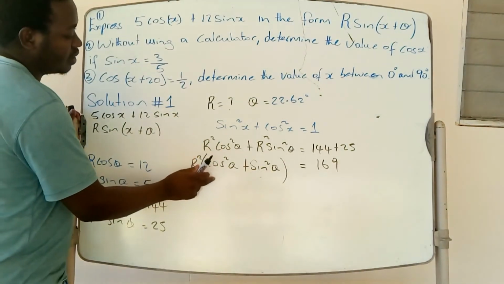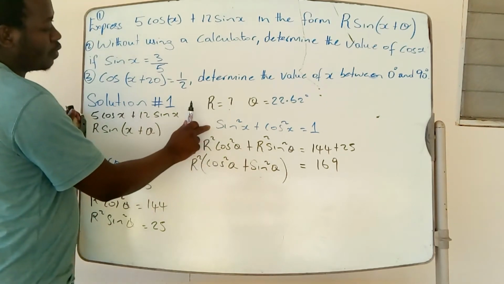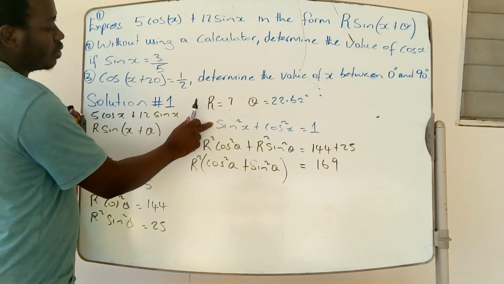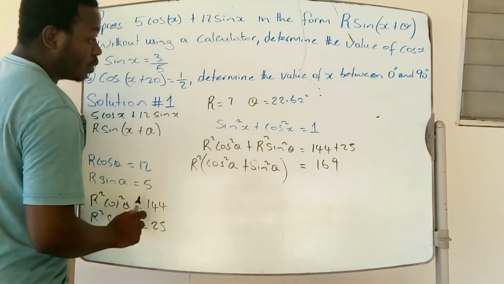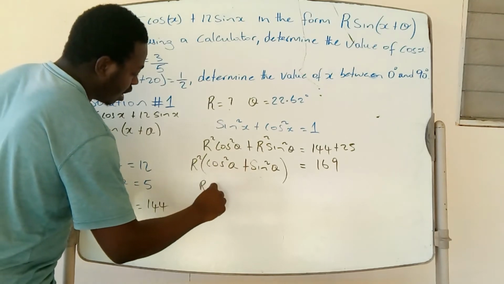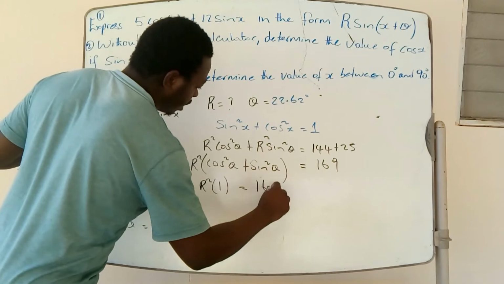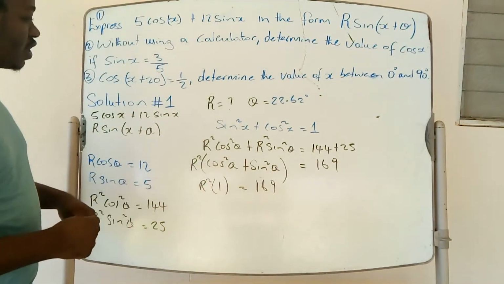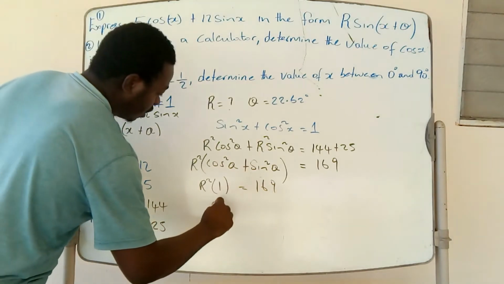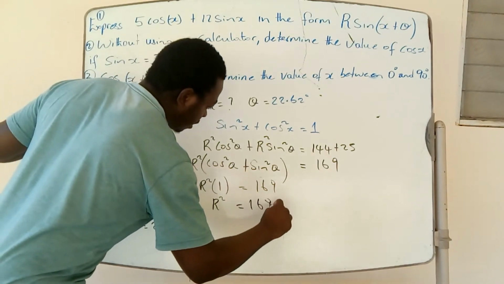But look at this part in the bracket. Cos squared theta plus sine squared theta. Here I remind you of this identity. Sine squared theta plus cos squared theta is just 1. So all of this in the bracket is just 1. So what I have here is just r squared times 1 is equal to 169. Now 1 times r squared will just give you r squared. So this is just r squared equal 169.